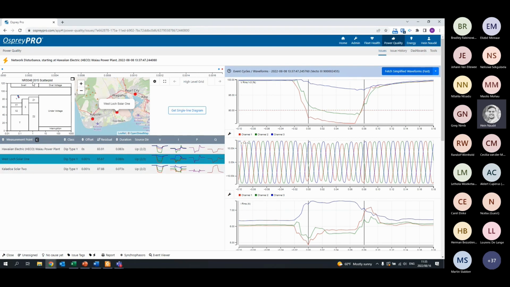You have the scatter plot that I was referring to in the beginning, the NRS scatter plot. So you can see all three of them, or this event was seen in 3 places, and all of them are grouped almost in the same place. And it was all Y dips. There's the residual voltage, the duration for each one, and all 3 of them are classifying this as an event that was caused from upstream.